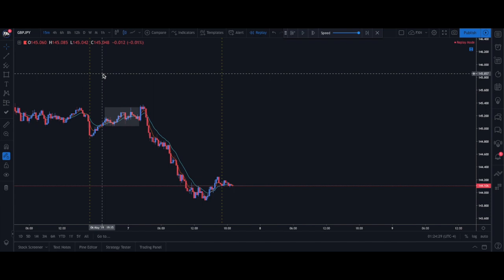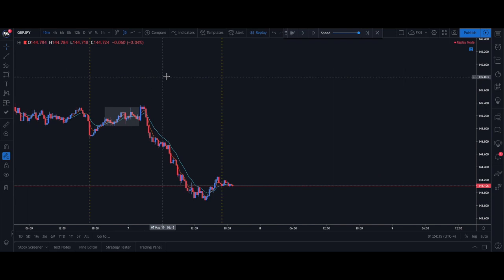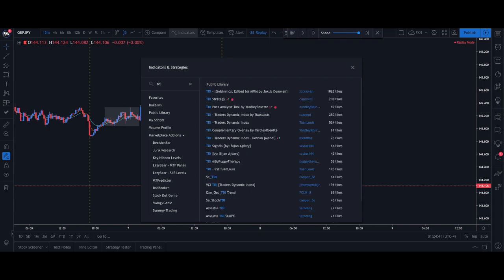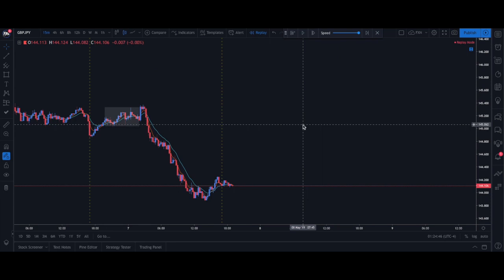All right. I know one of you guys asked me how to get the TDI indicator from the last video on TradingView. To do that, you simply go to indicators and then just type in TDI, and you'll get like a bazillion of them. So just pick one. I just picked the first one and then just put it on.